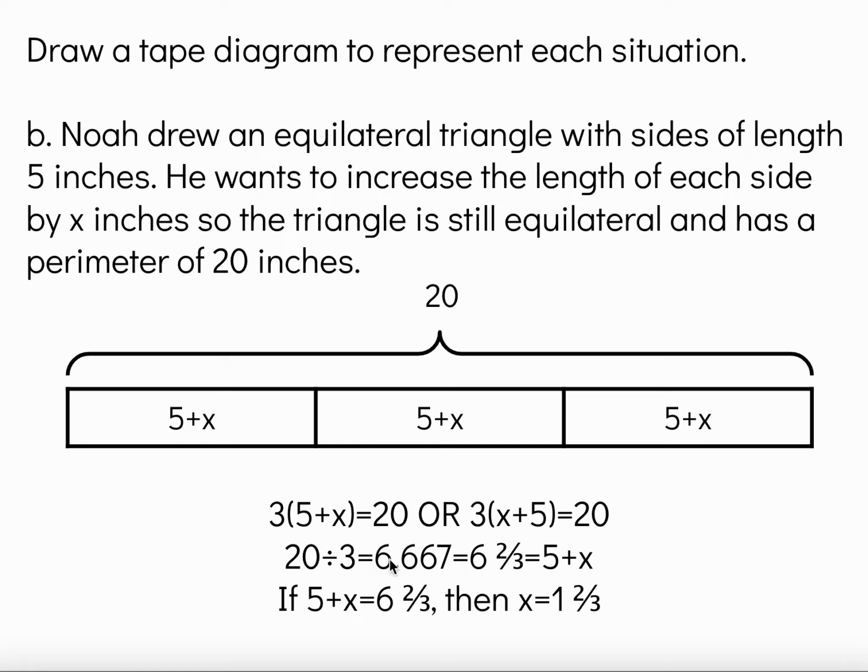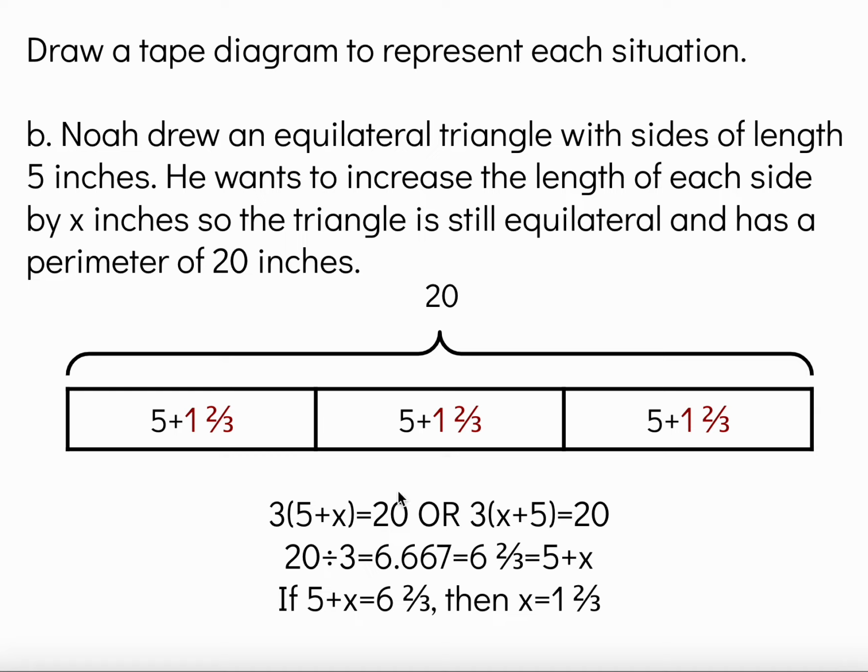And when I do that, I get 6.66666666666 repeating, which I can also write as 6 2/3. 6 2/3 is the amount for the original length plus whatever he needed to extend it to get his new perimeter of 20. So if 5 plus x is 6 2/3, then x has to be 1 2/3.